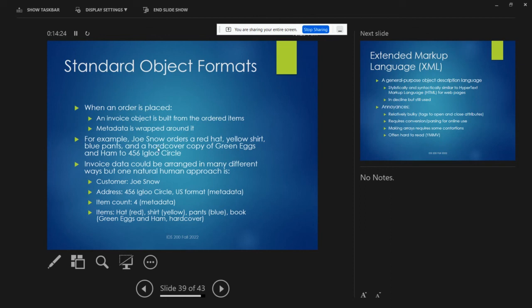So, for example, suppose you have Joe Snow. Joe Snow orders a red hat, a yellow shirt, blue pants, and a hardcover copy of Green Eggs and Ham to be delivered to 456 Igloo Circle, right? That's the invoice. So you could arrange that obviously in many different ways, but we're going to take a natural human approach to list the customer, the address, the item count, and the items.